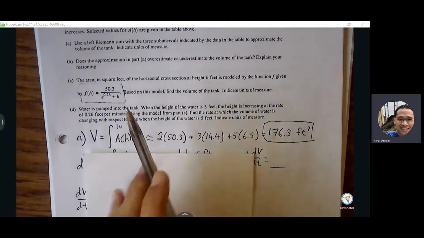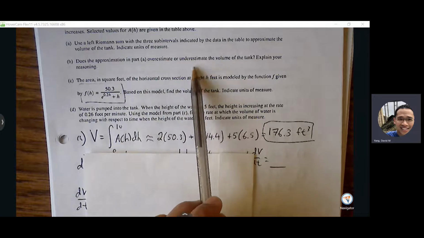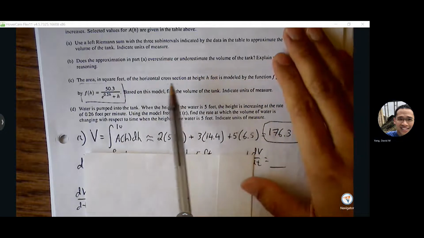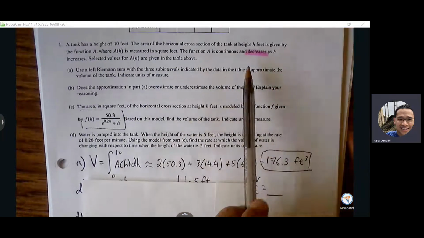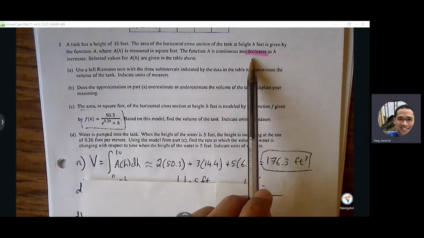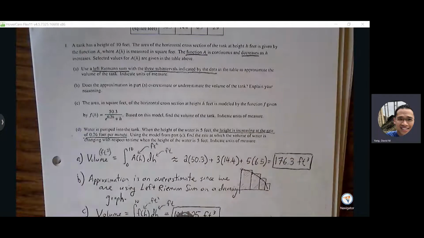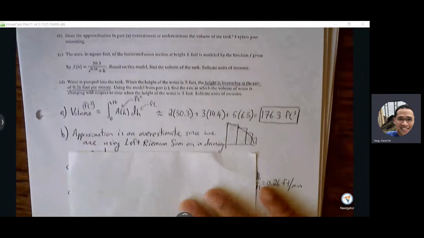Okay, part B, does the approximation in part A overestimate or underestimate the volume of the tank? So look at what's given, what's told to us though, that the function is decreasing. So if you have a function that's decreasing, then any graph that you create with a left Riemann sum is going to be an over approximation.